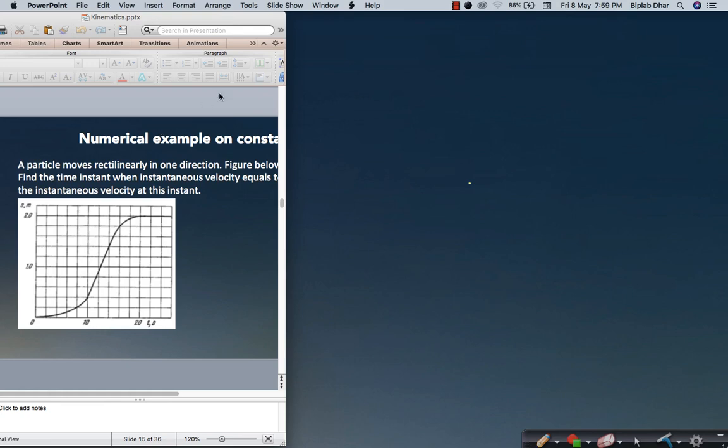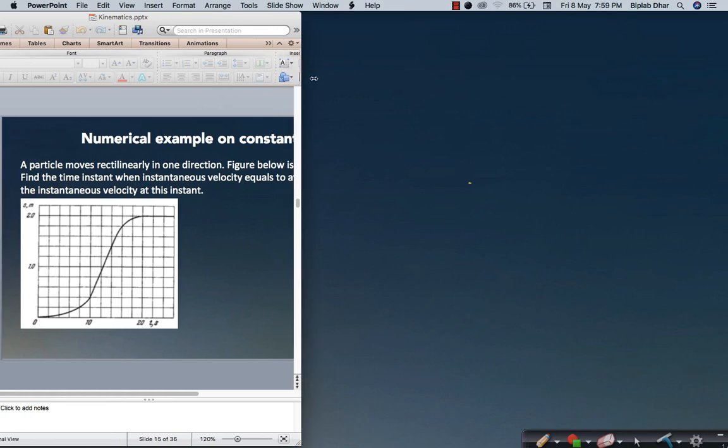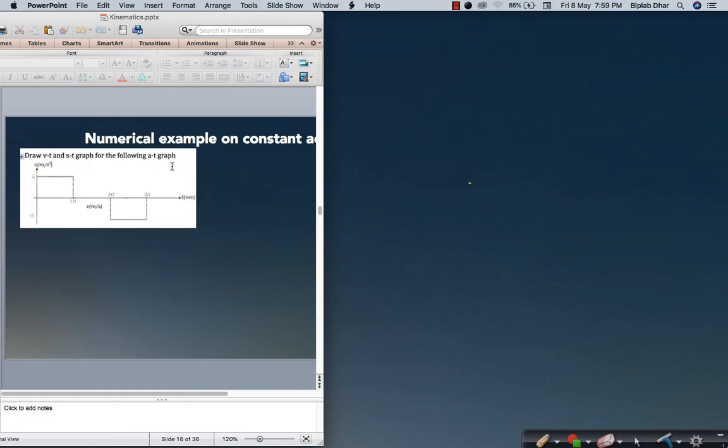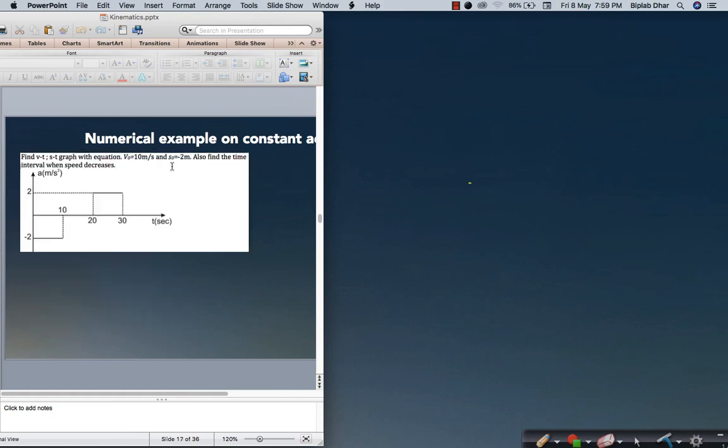Okay, so here is the first question. I think that we could solve this question in our class only. I have solved this question in my class also. Let's try to solve this one. This question says find the VT and ST graph with equation, if an AT graph is given in your question, the initial velocity is 10 meter per second and initial position is minus 2 meter, and also find the time interval when speed decreases.